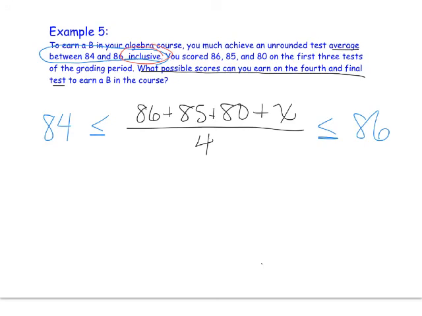All right, so I've set this up for you. I would like for you to try to solve this on your own. You're going to have to begin, of course, by finding the sum of these 3 numbers, and then you're going to have to start undoing the math around this x so that you can get x alone in the middle, and then that will help you find the possible scores you could earn on this 4th test to earn a B in the course. So try it on your own.